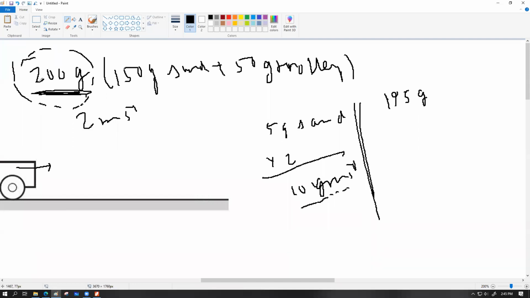Initial momentum was supposed to be how much? The product of these two. If you multiply these two numbers, how much do you get? 400 gram meter per second. This was supposed to be the initial momentum. So if the fallen sand takes out 10, you would have 390 gram meter per second. Can we agree on this fact?